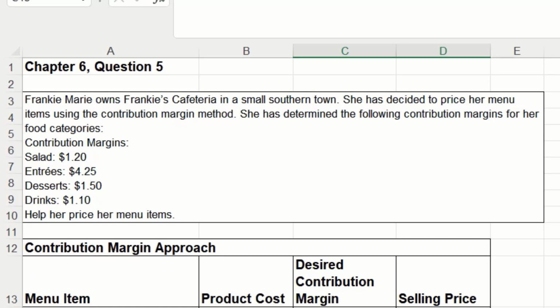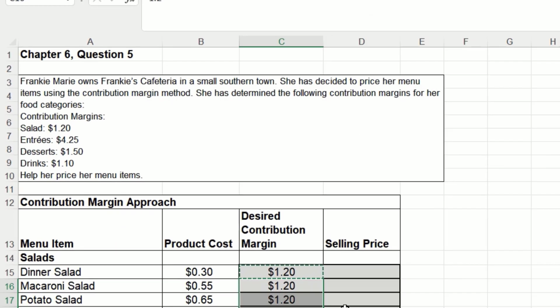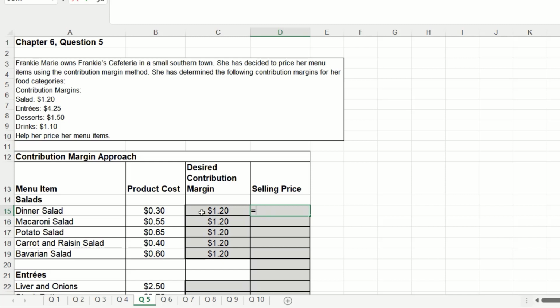All right, so Frankie Marie owns Frankie's Cafeteria in a small southern town. She has decided to price her menu items using the contribution margin method. She has determined the following contribution margins for her food categories. Again, our contribution margin is what's left over after we've covered our product cost. So for our salads, if our desired contribution margin is $1.20 for all of our salads, then we'll add that to our product cost to get our selling price.